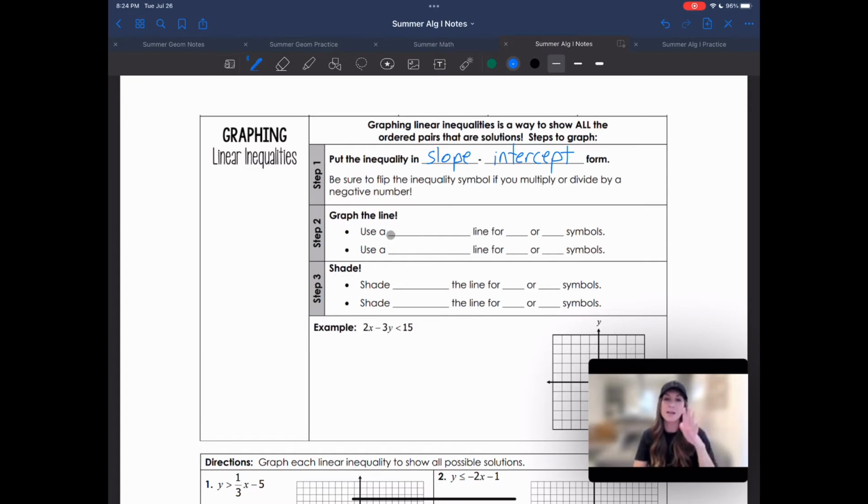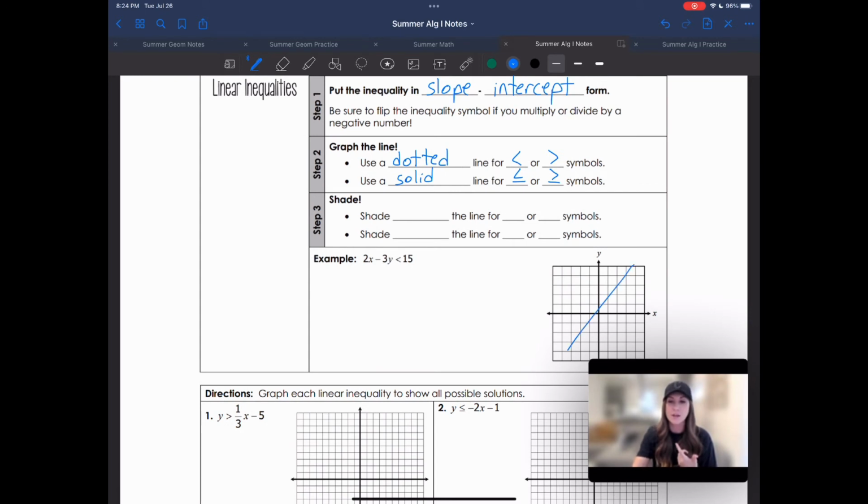Okay, step number 2. Let's see, graph the line. Use a dotted line. We'll start with this one. Use a dotted line for less than or greater than symbols. Okay, and then we will use a solid line for less than or equal or greater than or equal to symbols. Okay, so whenever you graph these, instead of just graphing a straight line, sometimes you will graph a dotted line. Okay, and that's going to be if you literally don't have the solid line under it. So if you have these, then it's a dotted line like the one I just drew right here.